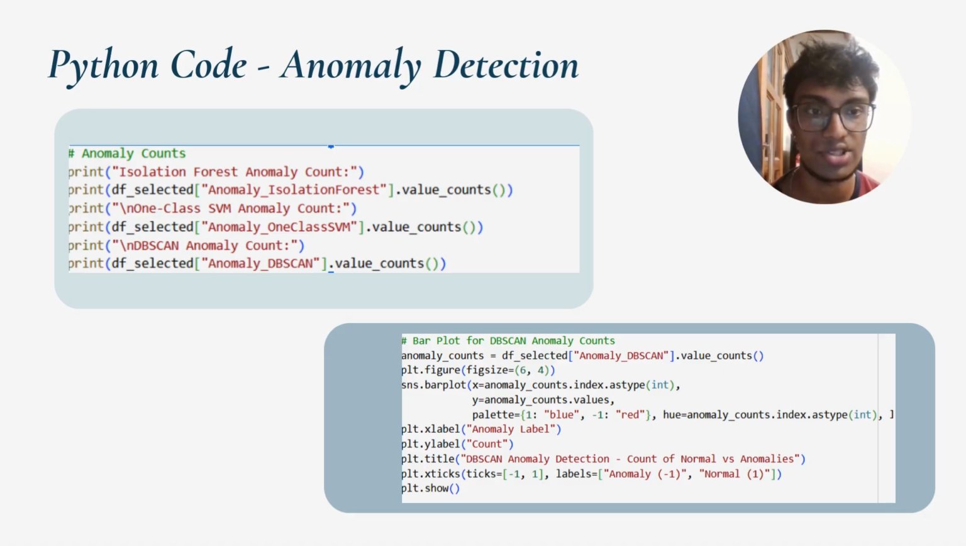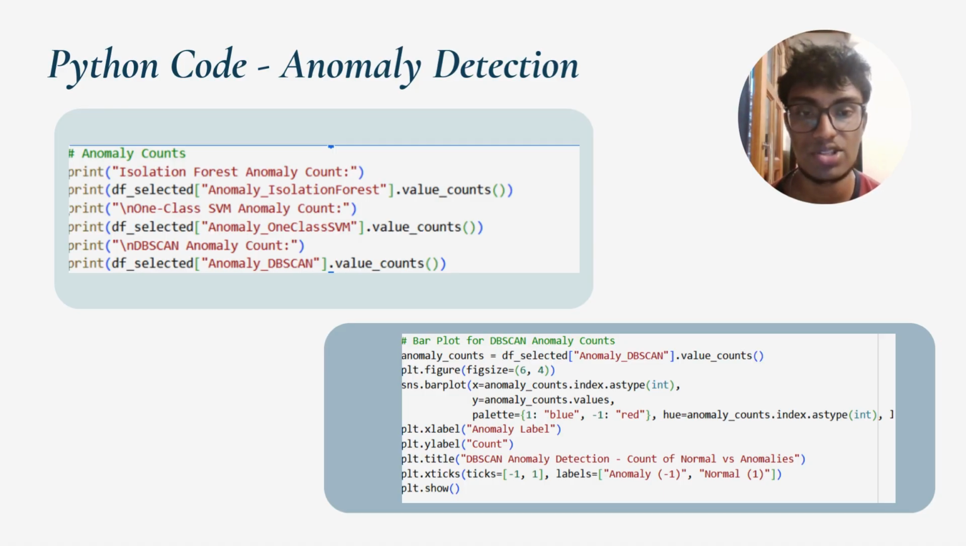The second part of the code generates a bar plot specifically for DBSCAN anomaly counts to visually display the number of anomalies versus the normal cases. The Seaborn barplot function is used, where anomalies are colored red and normal cases are colored blue for better distinction. The x-axis represents the anomaly labels, -1 for anomalies and 1 for normal, while the y-axis shows the count of each category. The plt.xticks function customizes the x-axis labels to clearly indicate the meaning of each category.